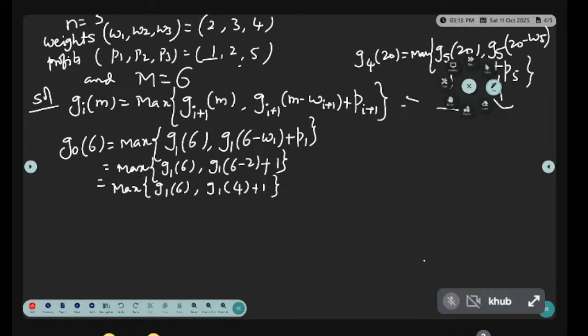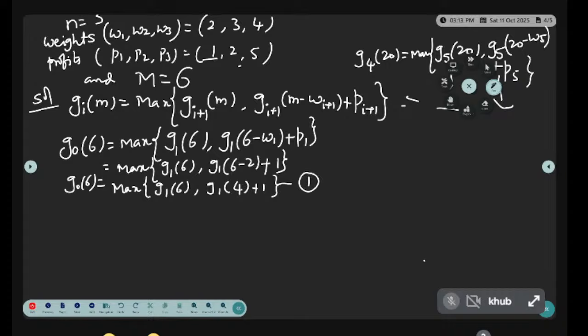But we don't know G1 of 6 and G1 of 4. If you know this G1 of 6 and G1 of 4, then we select the maximum value. If G1 of 6 value is x, and G1 of 4 is y, then x comma y plus 1, whichever is maximum we take. But we don't know G1 of 4 and G1 of 6. Then consider this as equation 1.